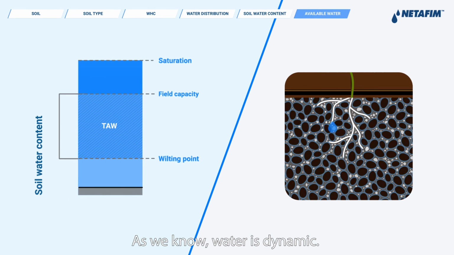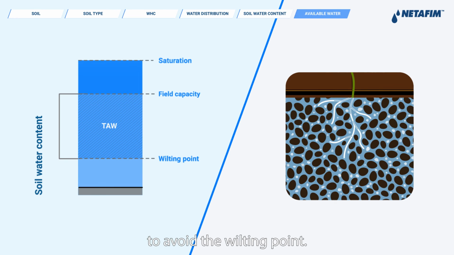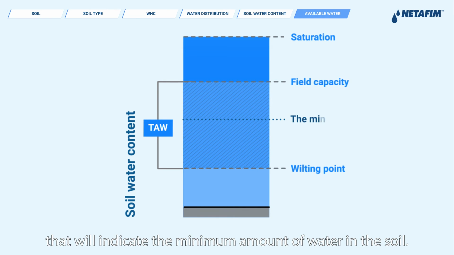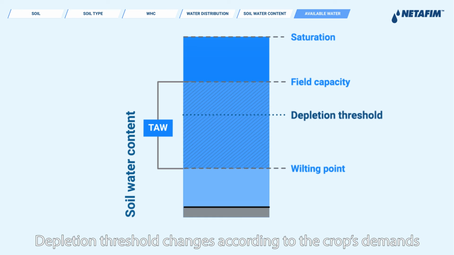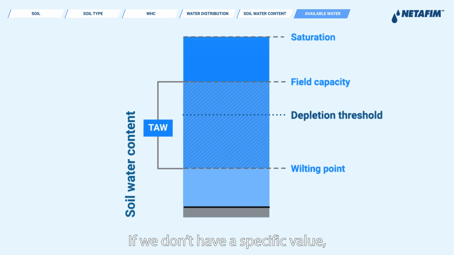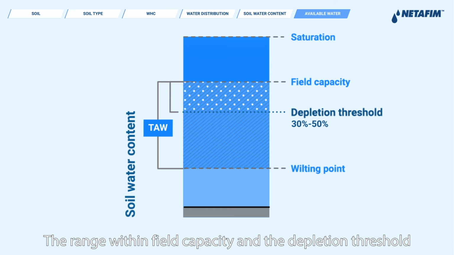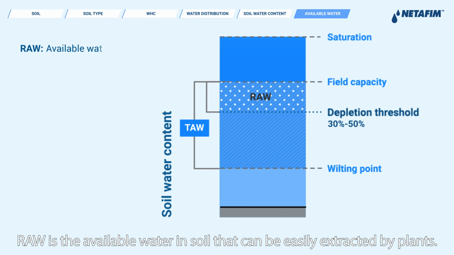As we know, water is dynamic. Nevertheless, we need to keep it around field capacity to avoid the wilting point. Therefore, we need to define a threshold within the total available water that will indicate the minimum amount of water in the soil. This is called depletion threshold. Depletion threshold changes according to the crop's demands and its developmental stage. If we don't have a specific value, allowable depletion usually ranges from 30 to 50%. The range within field capacity and the depletion threshold is called readily available water, or RAW for short. RAW is the available water in soil that can be easily extracted by plants.